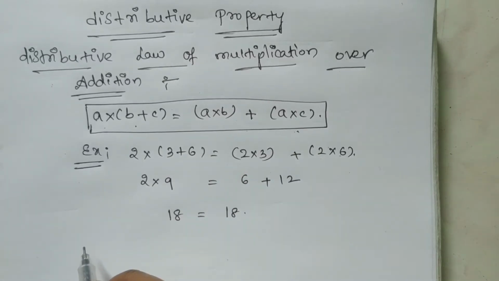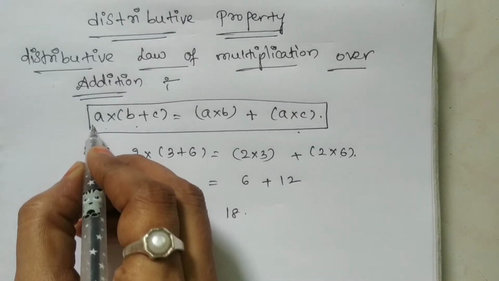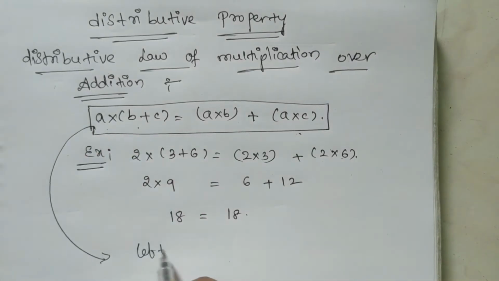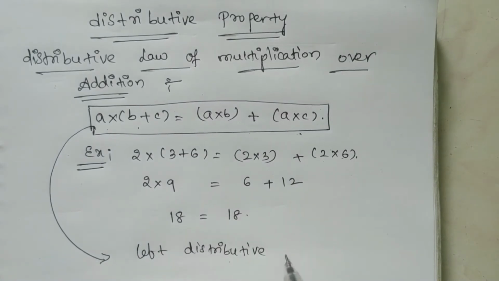So multiplication over addition is a closed operation under the distributive property. This is written as the left distributive property. This is known as the left distributive property.